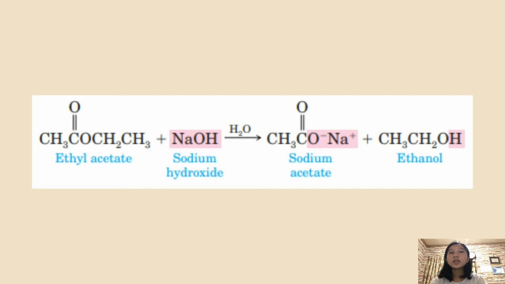Now as you can see, we get different products even though it's the same ester and we've done hydrolysis of it. Remember, if we do acid hydrolysis, we form the carboxylic acid and the alcohol, whereas if we do alkaline hydrolysis, we form the carboxylate salt. This alkaline hydrolysis is an irreversible reaction, so once you form that, you can't go back by changing the conditions.